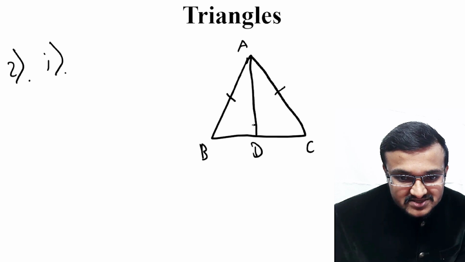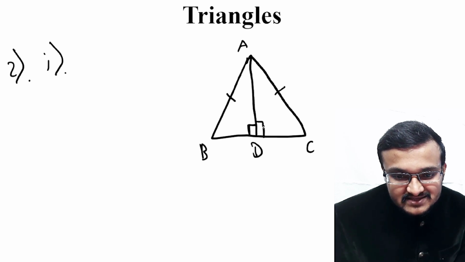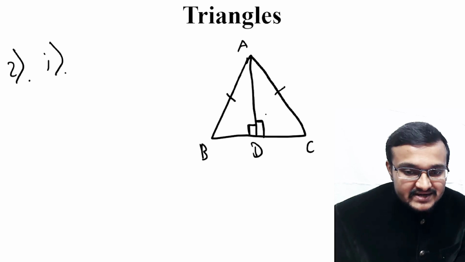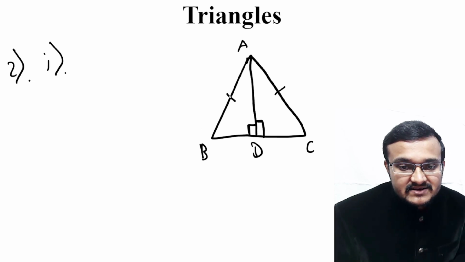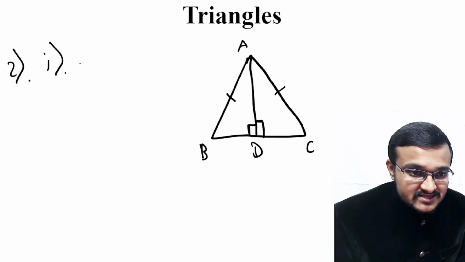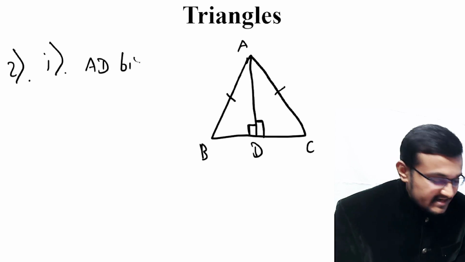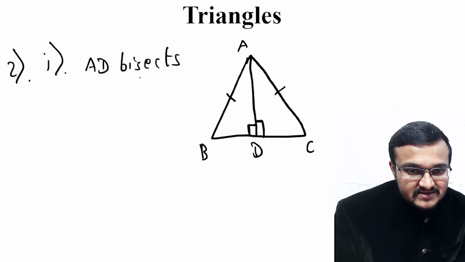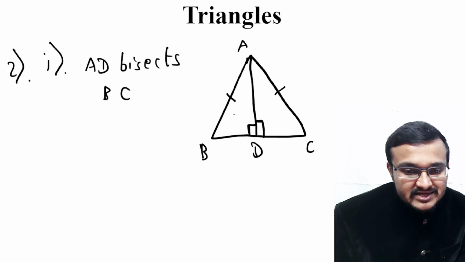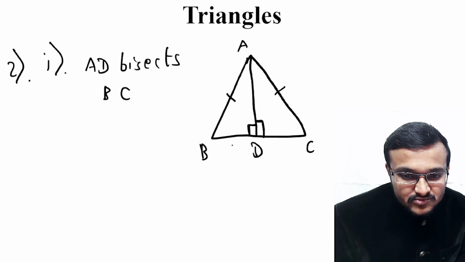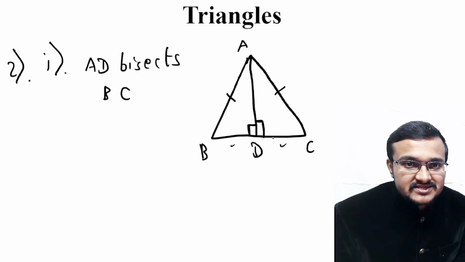So altitude means this particular angle will be 90 degrees. If this is 90 degrees, then this angle will also be 90 degrees because BC is a straight line. And we know AB is equal to AC. Now we have to prove, in the second question, that AD bisects BC. That means basically we have to prove BD is equal to DC.